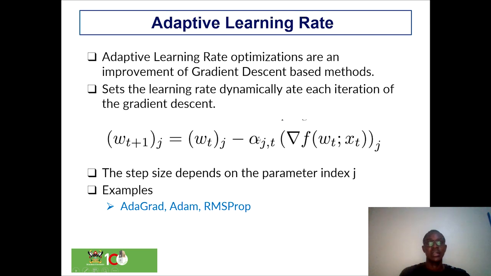So that means that the step we make at every iteration of the gradient descent is no longer a constant learning rate, but rather something that depends on the parameters. So some examples include AdaGrad, Adam Optimizer, and the RMSProp.